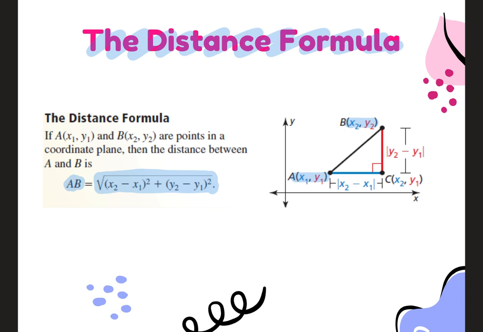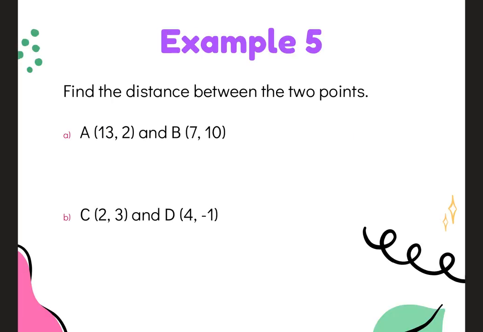If I wanted to find the distance between A and B, I do the square root of x2 minus x1 squared plus y2 minus y1 squared. And it all comes from this right triangle that's formed here. You just really need to know the formula, and then we'll just plug in those values. So example 5 is that. Find the distance between the 2 points.